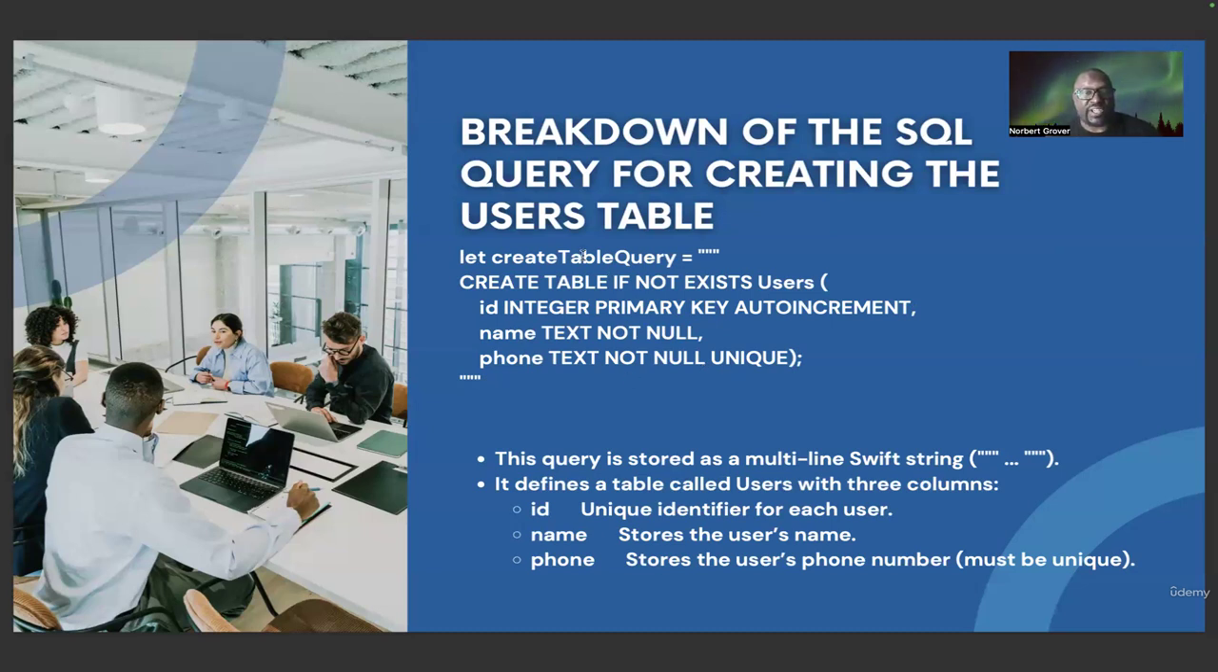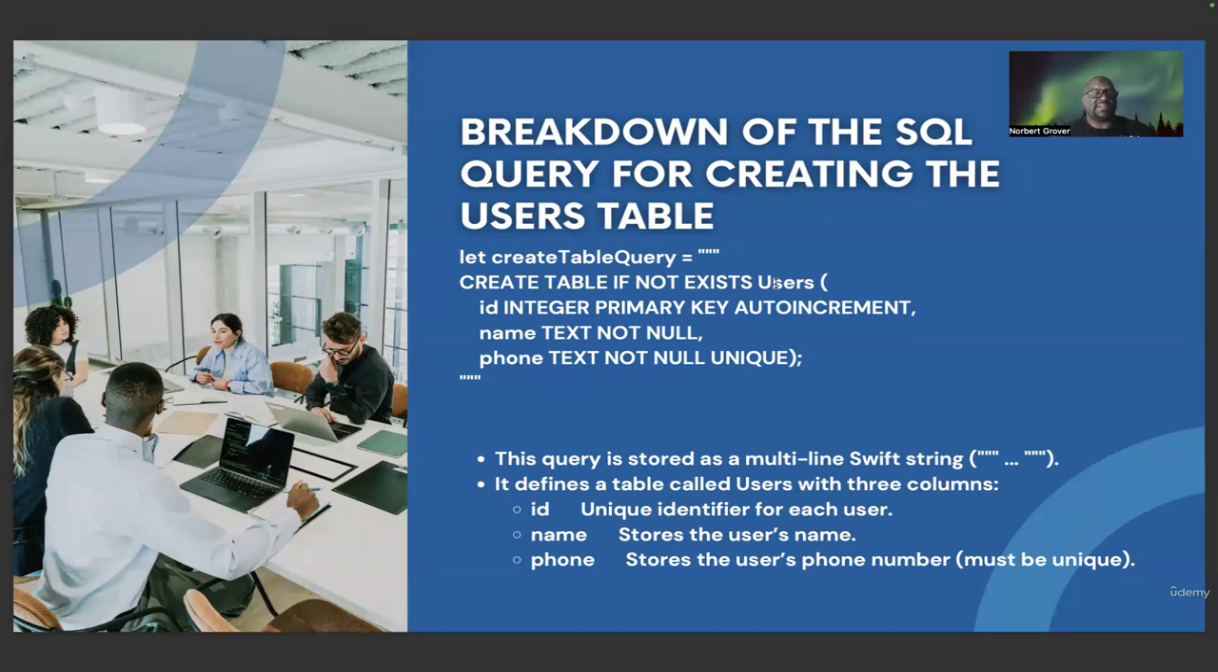This is the string, and we make all of this. You pass a string that says what we want: create table if not exists. So if the table doesn't already exist, create a table called users. And the ID, this is how you declare it: integer primary key auto increment.